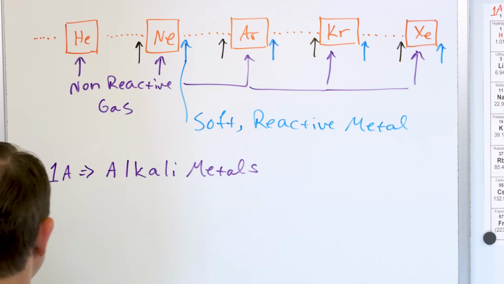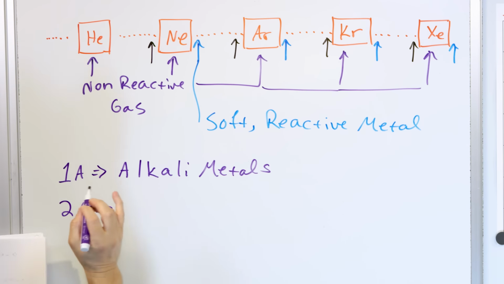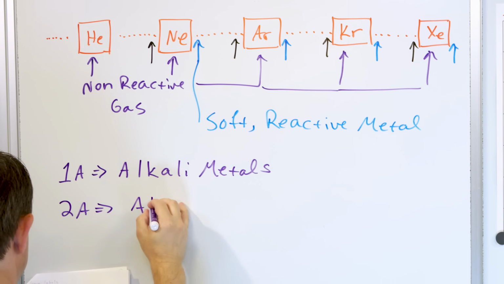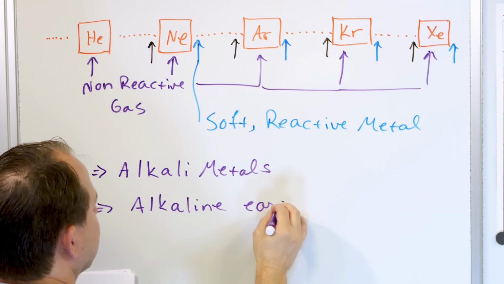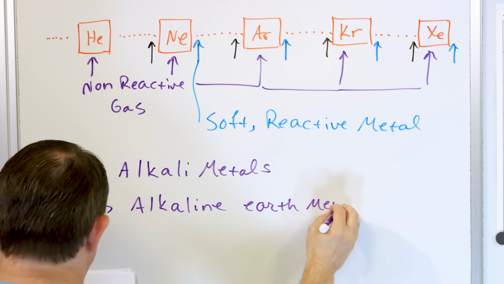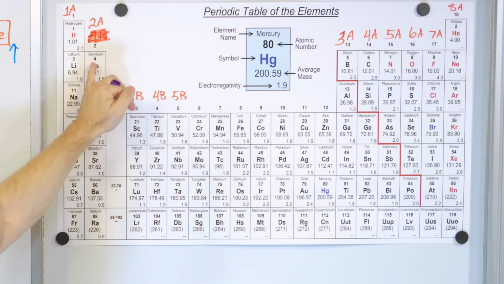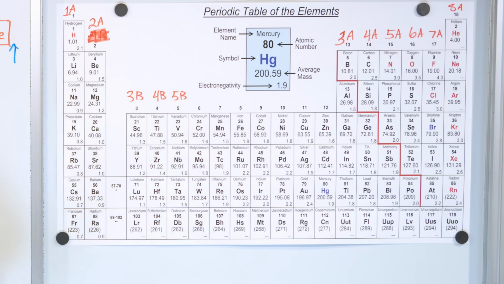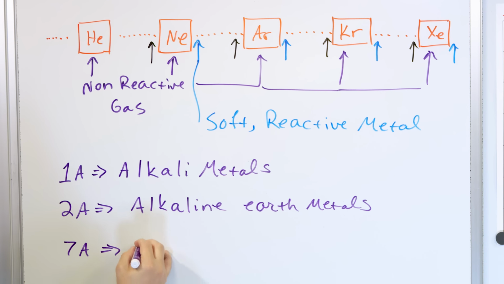And then we have group 2A, which is not alkali, it's called alkaline earth metals, right? So we have the alkali metals here, and we have the alkaline earth metals right next door. It's just something you might see referenced, that's all. And then over at 7A, we have the halogens.